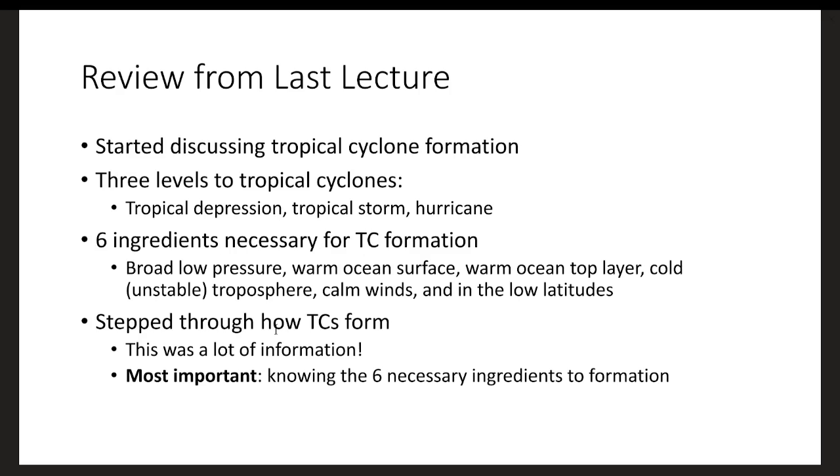We had 6 necessary ingredients for tropical cyclone formation: a broad low pressure, warm ocean surface, warm ocean top layer, a cold or unstable troposphere, or a cold troposphere that creates an unstable air parcel, calm winds, and it has to be in the low latitudes. And then we talked about how they form. Yeah, it was a lot of information, and the most important thing is knowing the 6 ingredients that create formation.